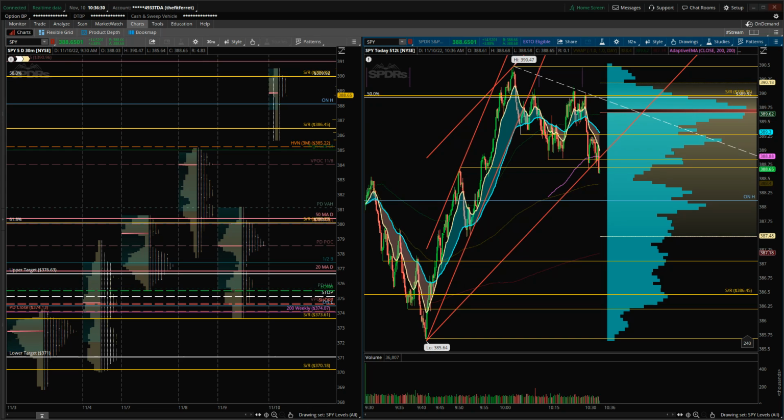All right, so the channel has broken. If we had entered long there, we would potentially be looking to add to the position closer to VWAP and then getting out of everything if it broke. Or we would have sold the position that we entered into, waited to see if we could get a better price.